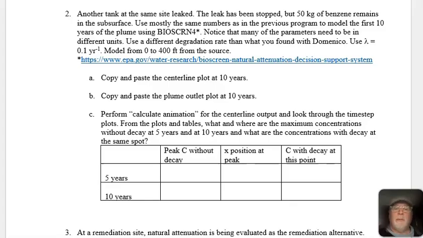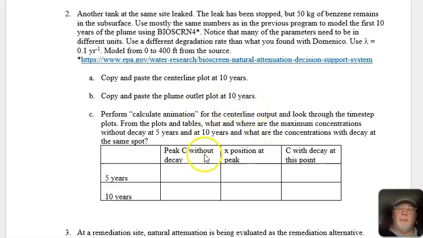Part C, perform calculate animation for the centerline output and look through the time step plots. From the plots and tables, what and where are the maximum concentrations without decay at 5 years and 10 years, and what are the concentrations with decay at the same spot? So walk through that animation. I'll show it to you in a second.